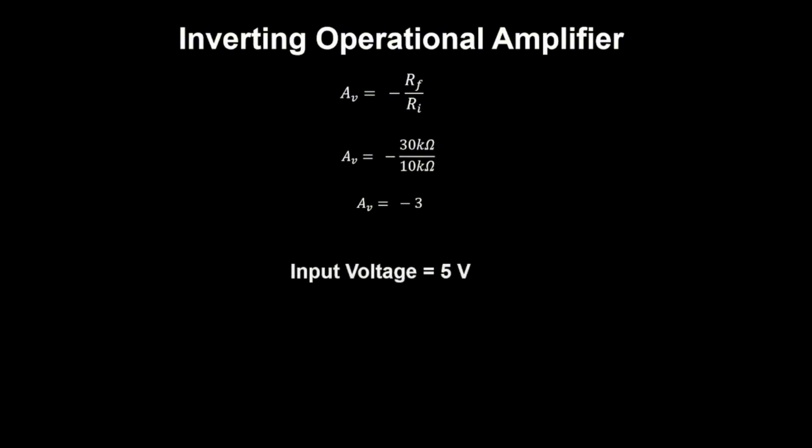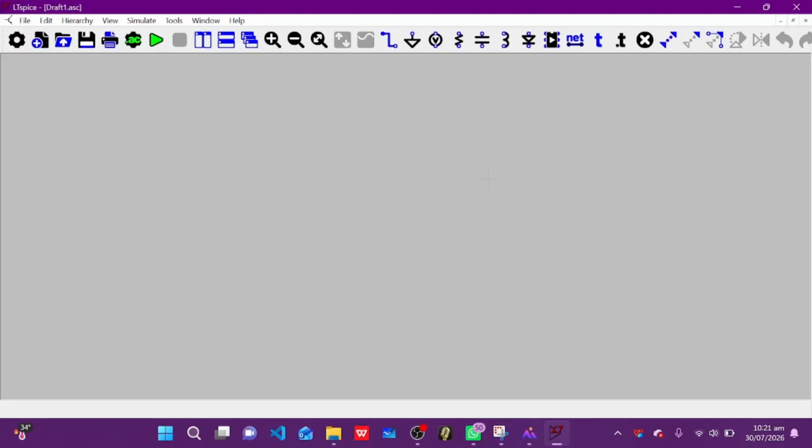Since the input voltage is 5 volts, the output voltage would be equal to gain multiplied by input voltage, and then finally we are going to have an output voltage with a peak of negative 15 volts. Now we will simulate the circuit in the LTspice software.